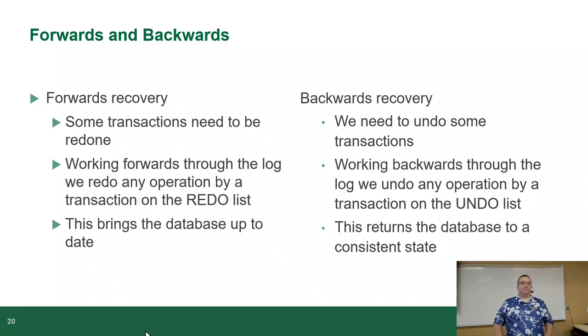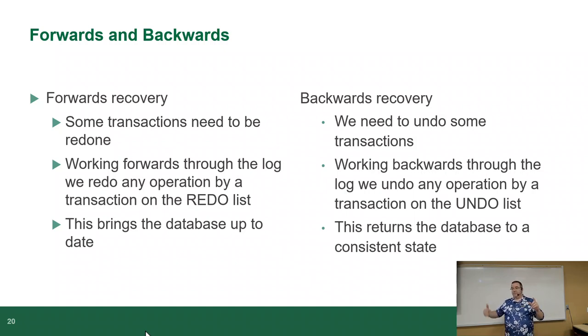Okay, so we have forward and backward recovery. So the server reboots, we hit the system crash, we fix the machine, we bring it back up. Now we're going to do a forward and a backward recovery. Forward recovery means some transactions need to be redone. So it works from the start of the log, working its way towards the end. And it looks for anything on the redo list, and it does them one after another. It'll make sure the database is up to date.